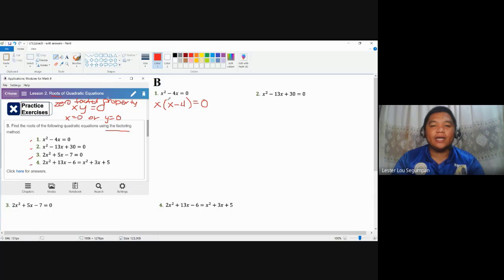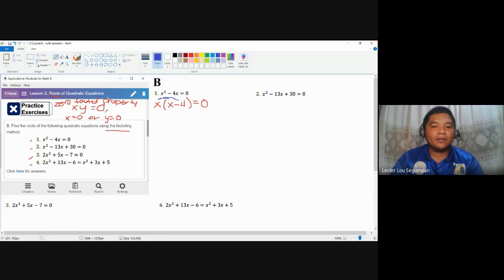If you want to check whether this is correct or not, you may simply distribute this, and I'm quite sure it will return to the given expression. x times x is x squared, x times negative 4 is negative 4x. So yes, these are the factors of the given expression.